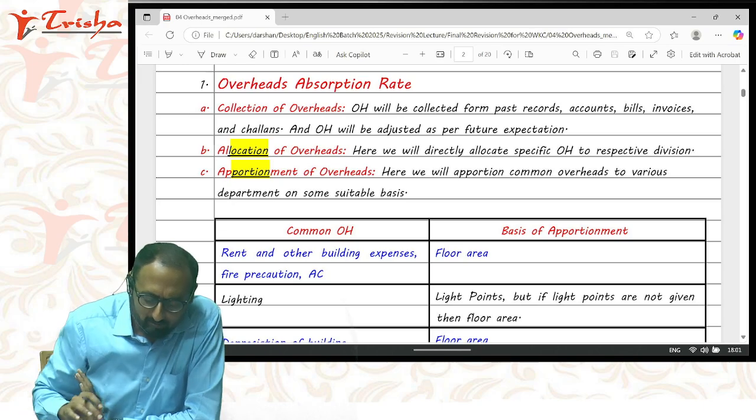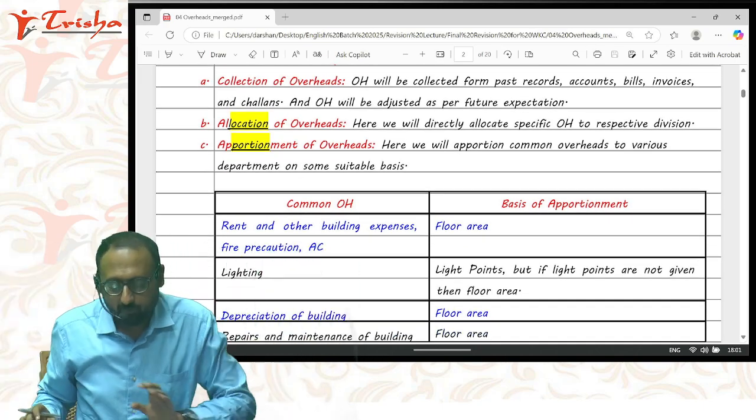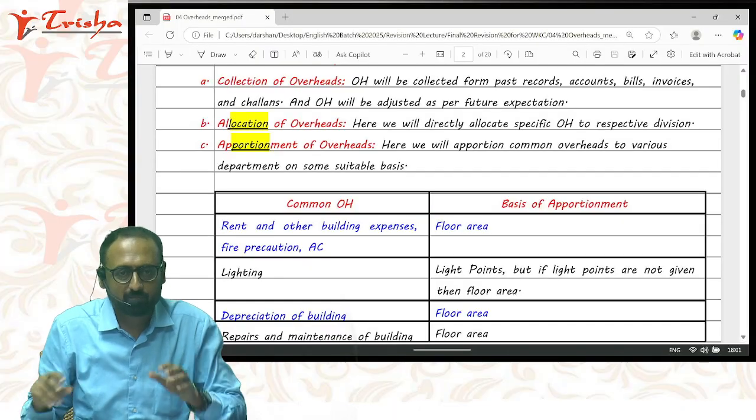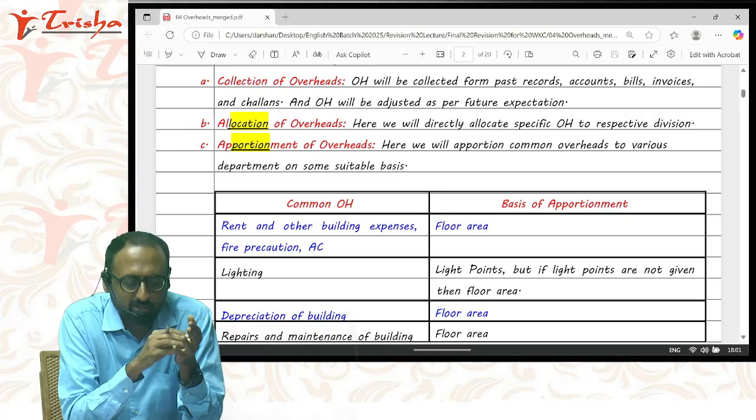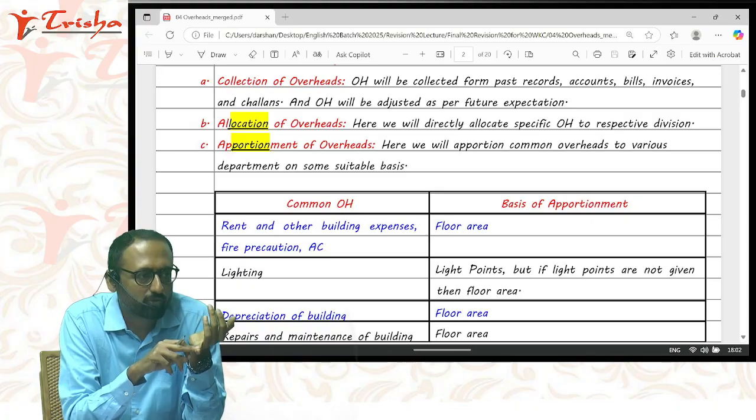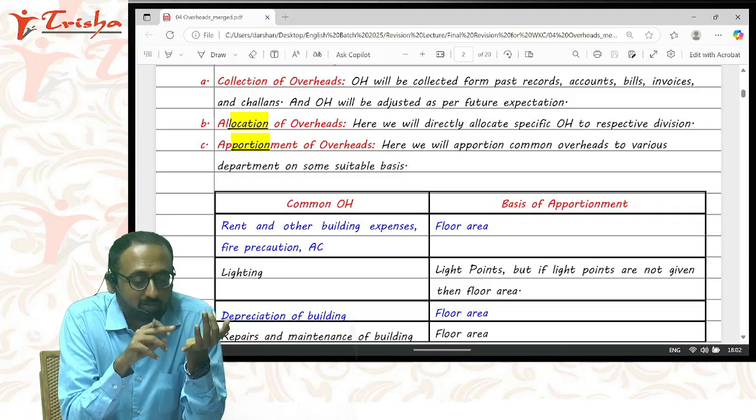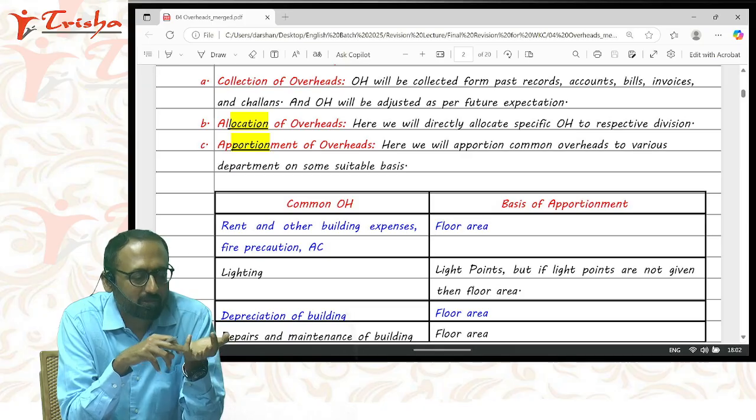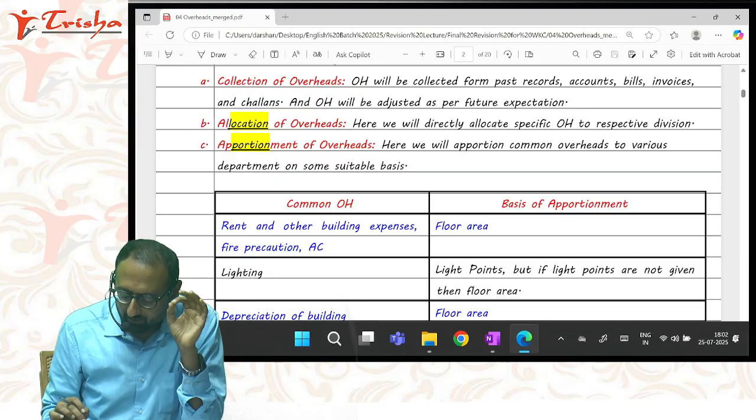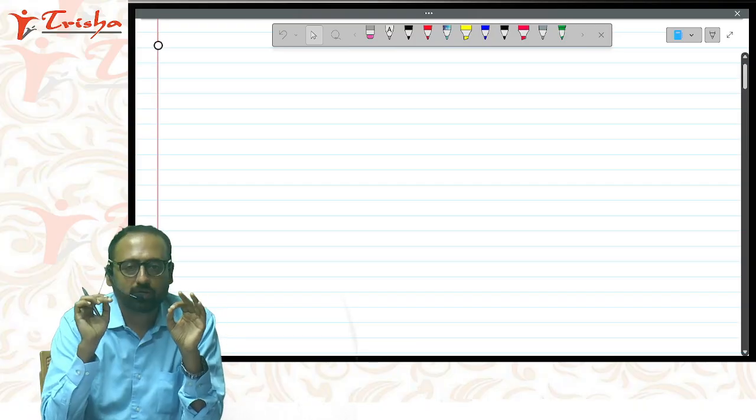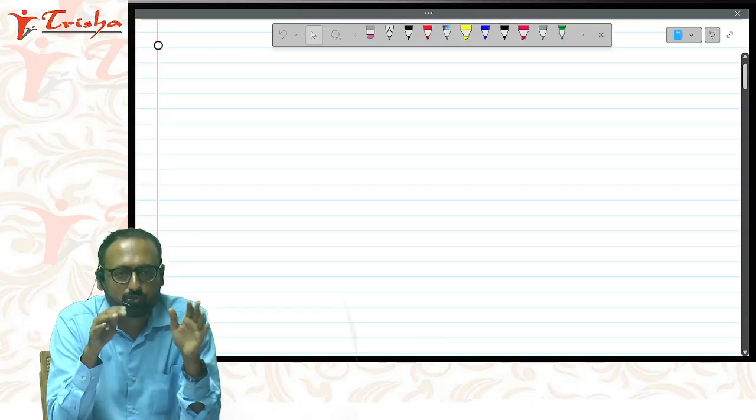So guys, what is the first step of your overhead topic? Step number one, you collect the overhead from past record, accounting entry, bill, invoice, challan. Second one is classification of the overhead. Then allocation of the overhead, apportionment of the overhead, then reapportionment of the overhead. Please tell me which are the three methods of reapportionment of overhead.